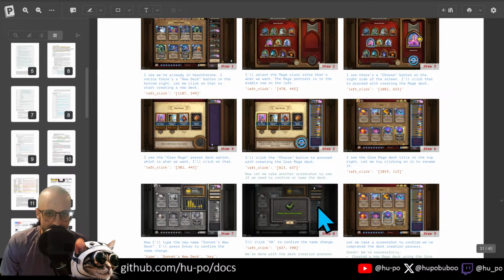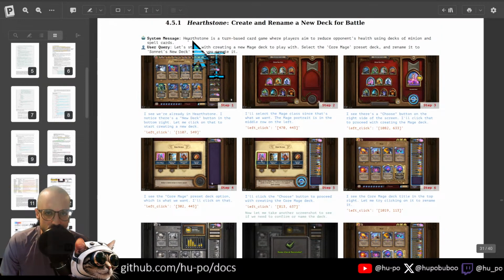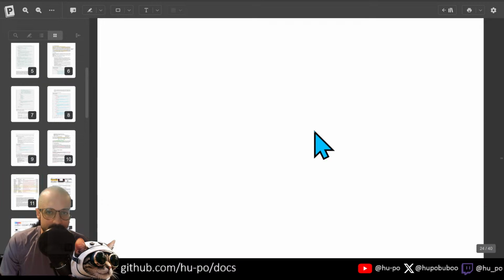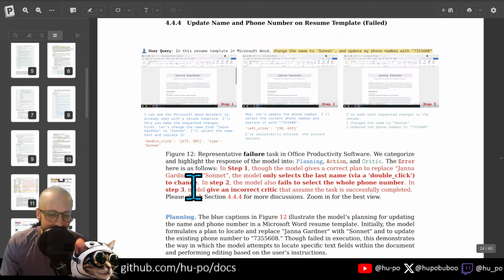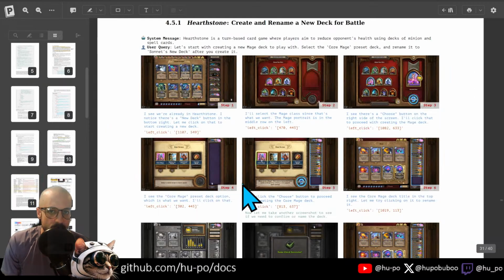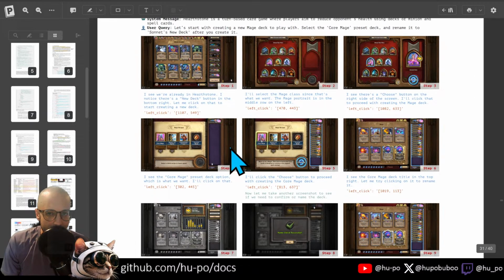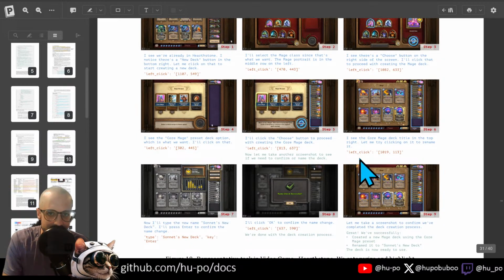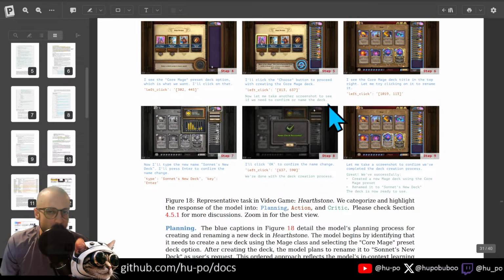And not only are there four or five different button clicks, but this is a very unusual UI, right? You could probably assume that whatever data this Claude agent has been trained on, it's probably seen a lot more Word documents than it's seen Hearthstone deck creation screens. But somehow it has a much easier time doing some very complicated series of steps in this Hearthstone deck creation screen than it does in a simple Word document. So there's a little bit of weirdness going on here, right?